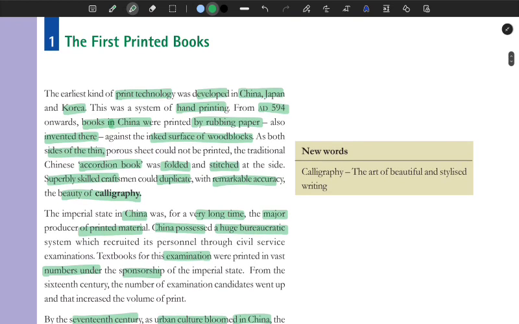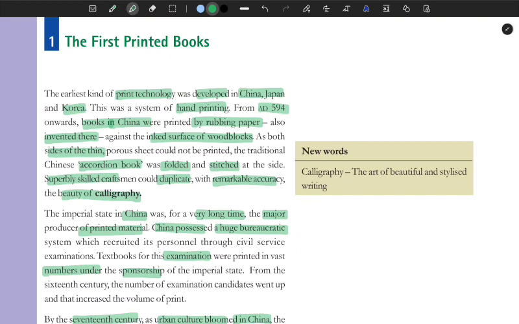Accordion book, matlab just like a musical kind of book, and it was folded and it was stitched. When you see old dictionaries, you see a little thread at the back of the books, at the side of the books, which holds all the pages together. There might not have been any gum or industrial materials to stick them, but it was stitched. That means they used some form of natural fibers to tie them all together, and superbly skilled craftsmen could depict with remarkable accuracy the beauty of calligraphy.